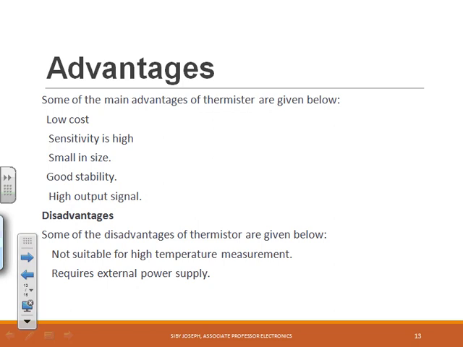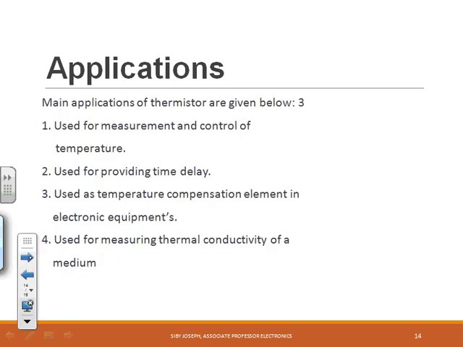Then advantages of thermistors. Some of the main advantages of thermistors are given below. Low cost, high sensitivity, small in size, good stability, high output signal. Then the disadvantages are: not suitable for high temperature measurement, and requires an external power supply. So these are the two disadvantages, not suitable for high temperature measurement and requires an external power supply. The advantages are low cost, high sensitivity, small size, good stability, and high output.